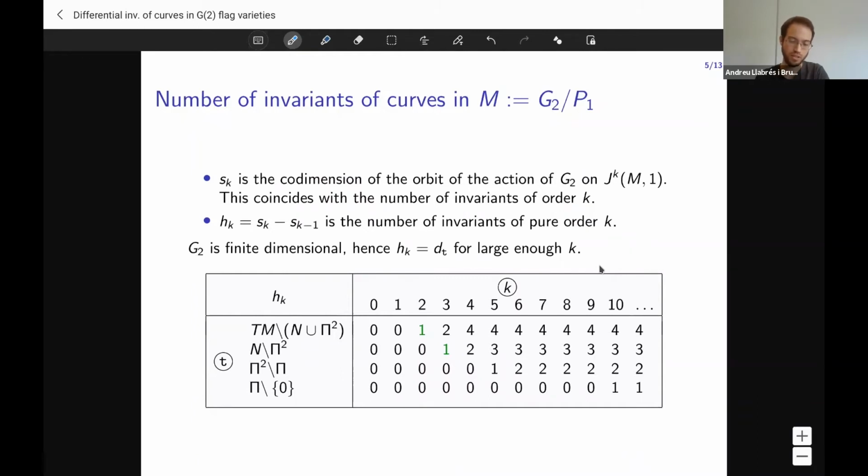So since G2 is finite dimensional, at some point this H_K that encodes the Hilbert function will reach the dimension d_t at some order, and it will stabilize at that point. And this is what we see here in the rows of the table. Here these numbers are H_Ks for each case, and it stabilizes precisely at the dimension d_t. So you have here the types of the orbits.